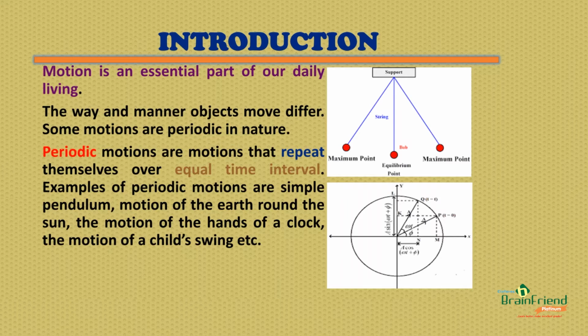Examples of periodic motion include the motion of the Earth around the Sun, the motion of the hands of a clock, and so on. But don't forget, our topic for today is simple harmonic motion. What then is simple harmonic motion?